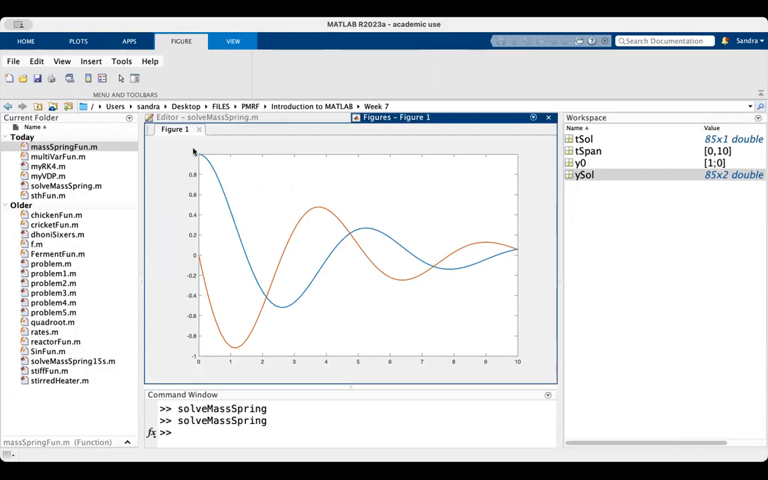As you remember, x starts from 1. Okay, so this is the line corresponding to x. This corresponds to x, the position, and this corresponds to dx by dt, that is the velocity. And as you can see, x starts from 1 and y starts from 0. It's an oscillatory behavior for the spring mass system.